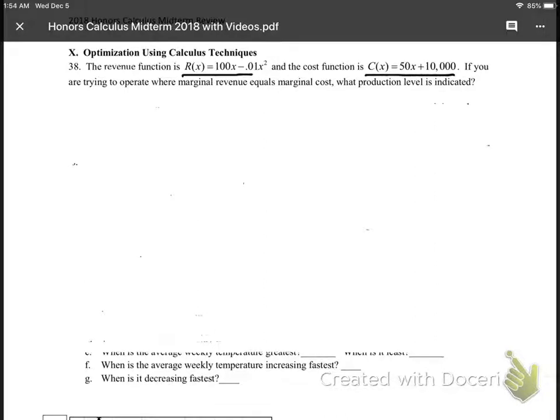So it says if you are trying to operate where marginal revenue, the second you see a marginal, you should say that's my first derivative, where it equals marginal cost, they want to know what you're going to produce, and that's your x. So the first thing I'm going to do is find marginal revenue. That's going to be 100 minus 0.02x. Okay, I just took the derivative. Let's get marginal cost now. That's going to just be 50.